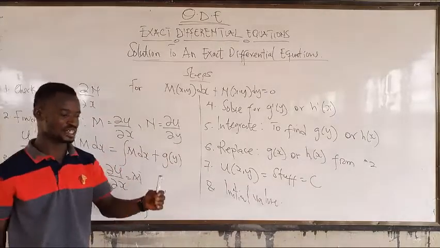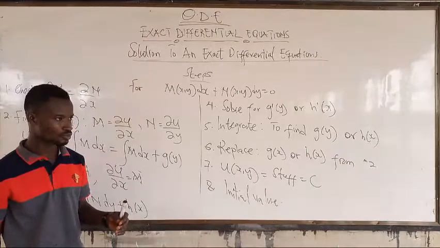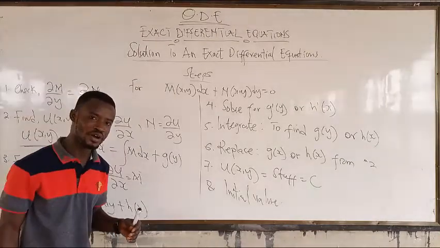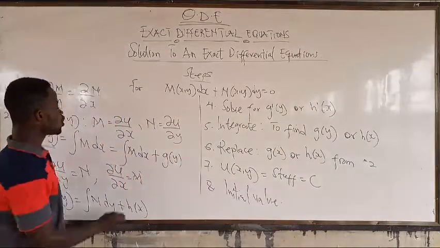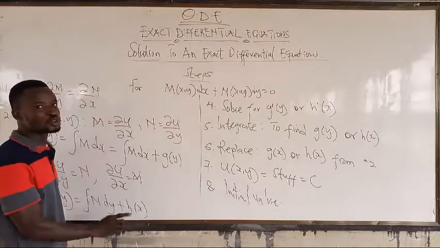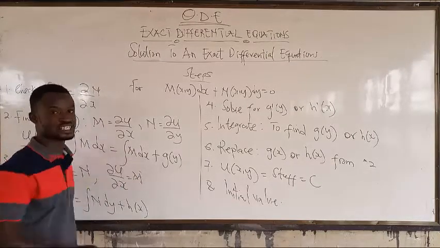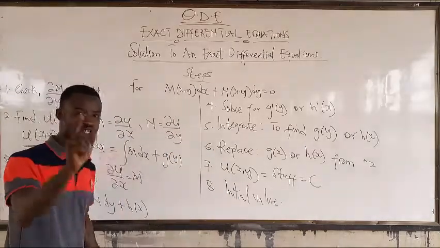When you are integrating this function, which is in terms of x and y, with respect to x, in the same way that we do in the derivative, we do the same thing in the integration. What do we do in derivative? When you are taking a partial derivative of a function with respect to two variables, you treat one of the variables as constant. So if you are having this M to be in terms of x and y, and you are integrating it with respect to x, you treat y as constant.